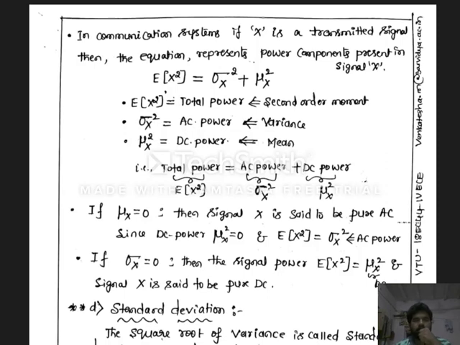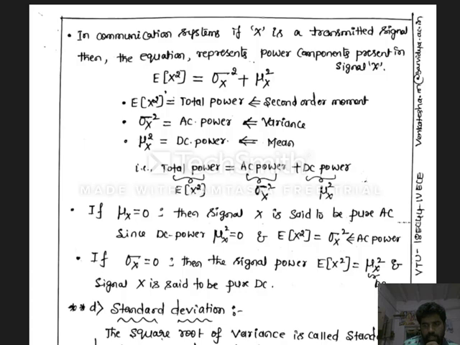Now if we consider any signal which is a combination of AC and DC, and assume that all these three parameters are finite, then E of x square of the random variable x represents the total power present in the signal x, sigma x square represents the AC power present in the random variable x, and mu x square represents the DC power. The best example is a rectifier. The output of the rectifier is a combination of both AC and DC. Therefore, the total power is the sum of the AC power as well as the DC power. The total power is always given by E of x square, the AC power present in the output signal is given by the variance term, and the mean square value gives the DC power present in the signal.